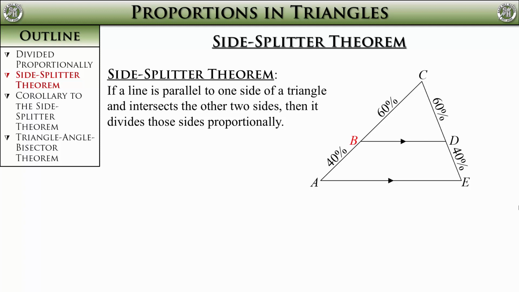It doesn't matter what the actual percentages on the problem you are working with are. This theorem says they will match. Now, since these two sides of a triangle are divided proportionally, we have a lot of options for the proportions we might set up. We can work left to right.